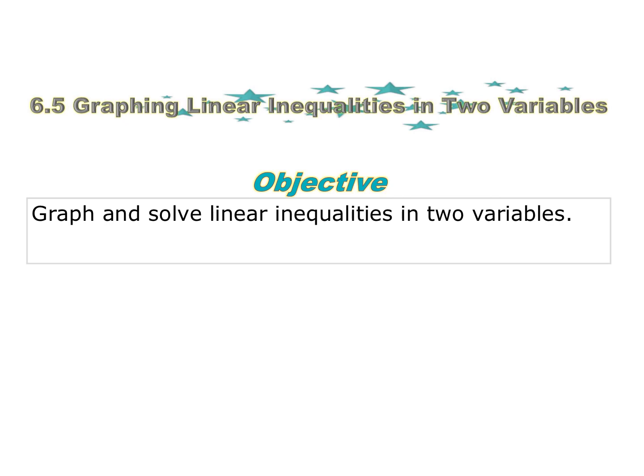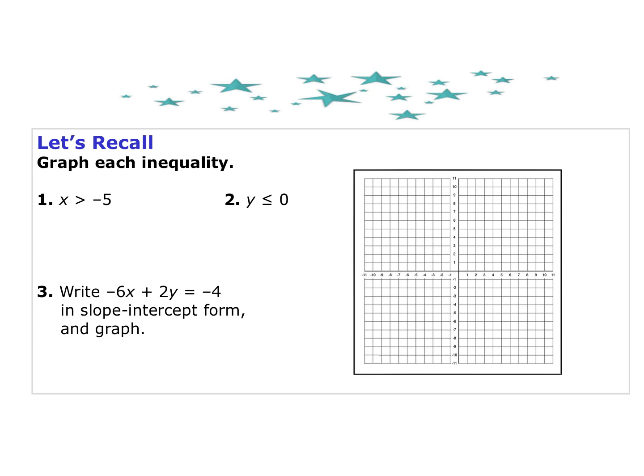So today we're going over 6.5, graphing linear inequalities in two variables. Our objective today is to graph and solve linear inequalities in two variables. So let's refresh a little bit from before. How do we graph an inequality, and how do we rearrange an equation to graph?